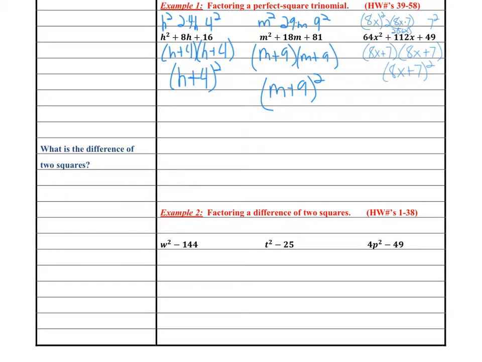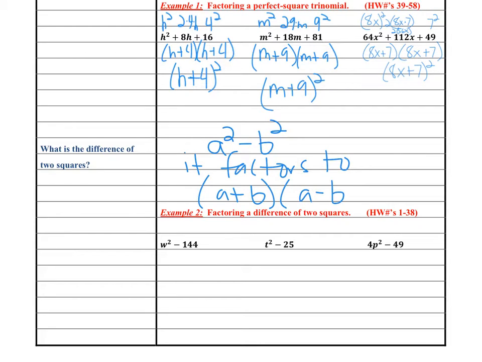The next pattern is a difference of 2 squares. That is when, if you are factoring, it looks like this at the beginning, something squared minus something squared. And it factors to a plus b times a minus b.